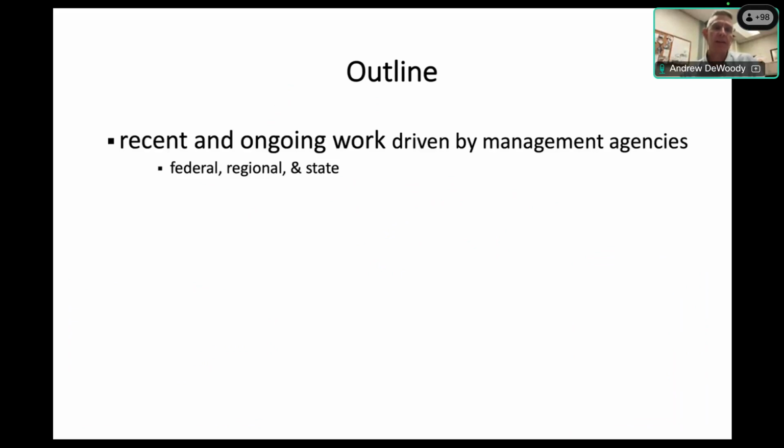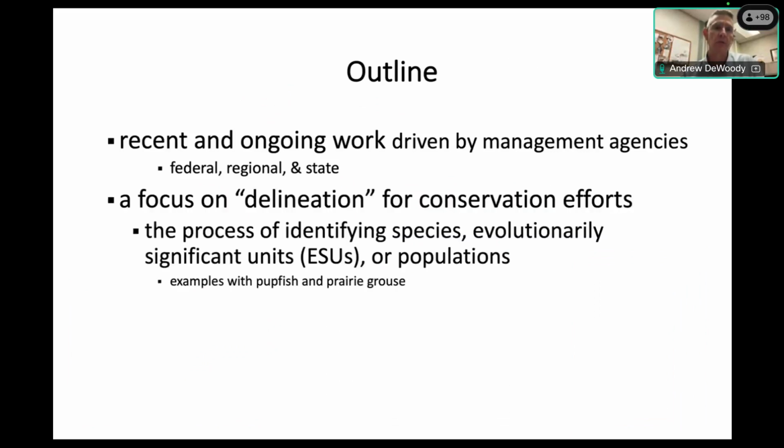Well, today I'm going to talk about our recent ongoing work that's largely driven by management agencies like TPWD, but also federal or regional agencies and other studies. And I'm going to talk a fair bit about delineation, right, which is the process of identifying species or populations or what may be called evolutionarily significant units. The Endangered Species Act, I think, uses the term distinct population segments. So it's just delineating what we mean by those different terms using genomic data.